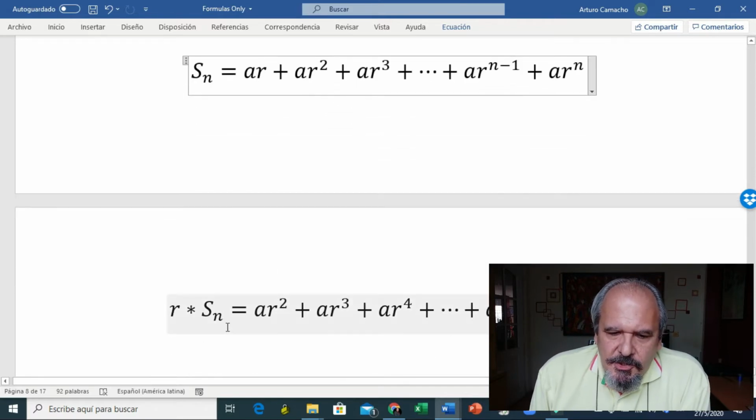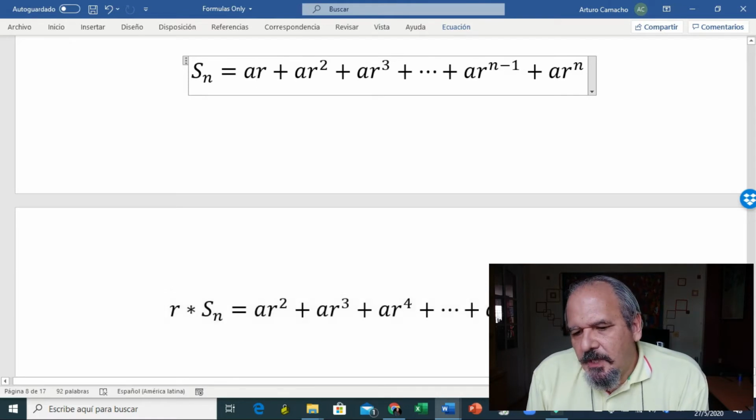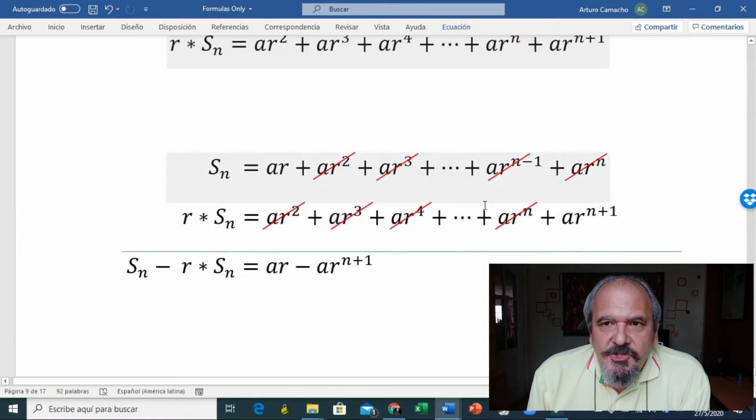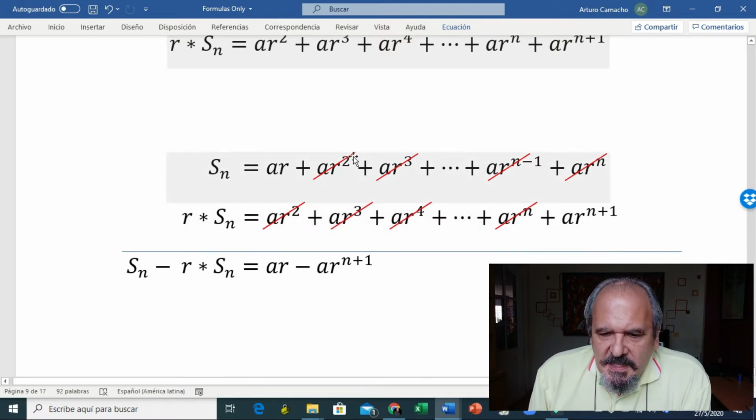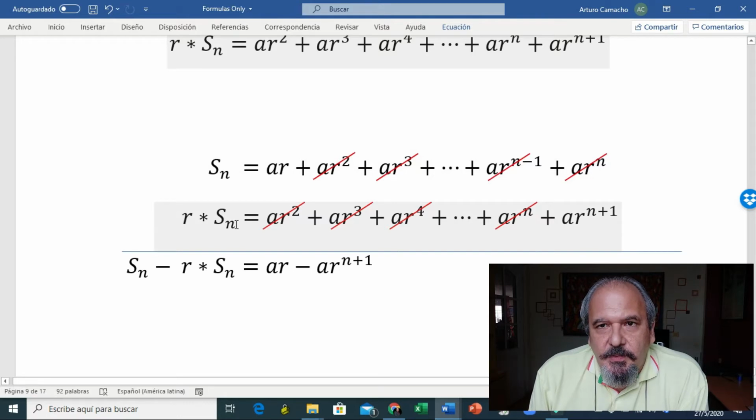Here it is. R times S sub n, which is the sum we need to calculate. Then we have here AR squared, because we multiply it by R, AR cubed, and up to AR to the n plus 1, which is the last term. If we subtract these two formulas, the previous one and the one we just got by multiplying by R, we see that all these terms cancel out. So we end up with this first term and this last term on the right side, and on the left side we just have S sub n minus R times S sub n.